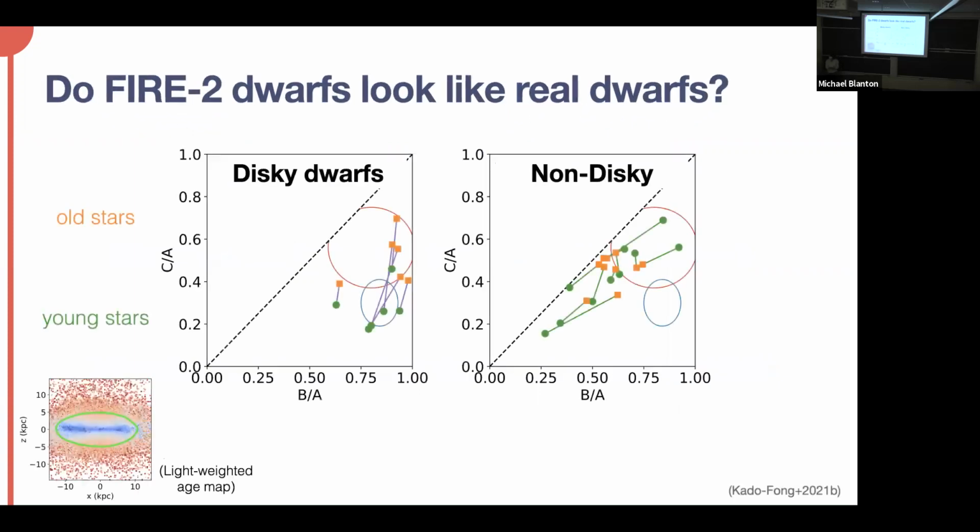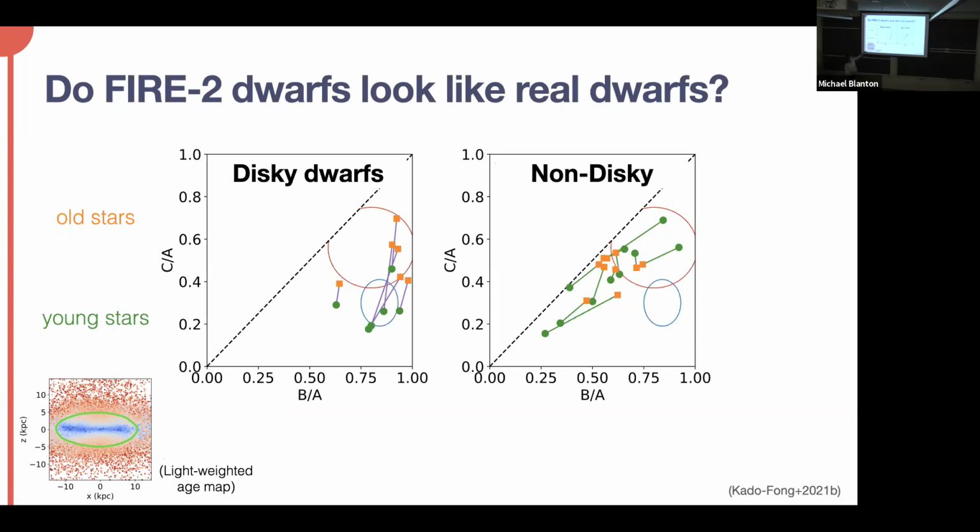Do the FIRE dwarfs look like real dwarfs? The answer is some of them do, but a lot of them do not. You'll immediately notice that I preemptively sorted the FIRE dwarfs into this disky and non-disky category, which I'll explain in a moment. But before I do that, I just want to make the technical caveat that in the simulations, in order to derive stable three-dimensional shapes, we need to use cumulative shapes as opposed to the differential shapes that we used in the observations. So here we're separating into young stars versus old stars.